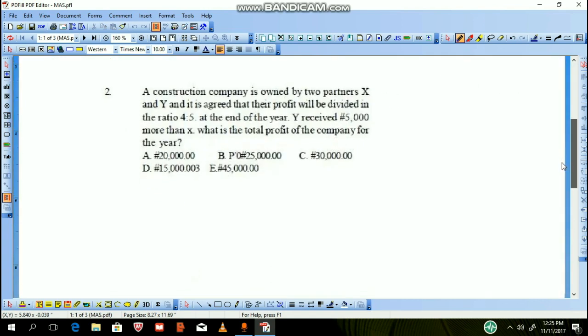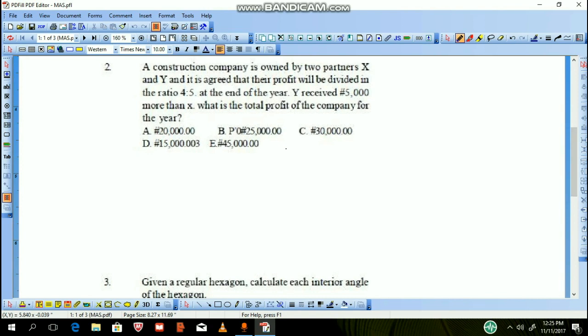For question number 2, we are told: a construction company is owned by two partners, X and Y, and it is agreed that their profit will be divided in the ratio 4:5. At the end of the year, Y receives 5,000 more than X. What is the total profit of the company for the year? The first statement we need to interpret here is Y receives 5,000 more than X.